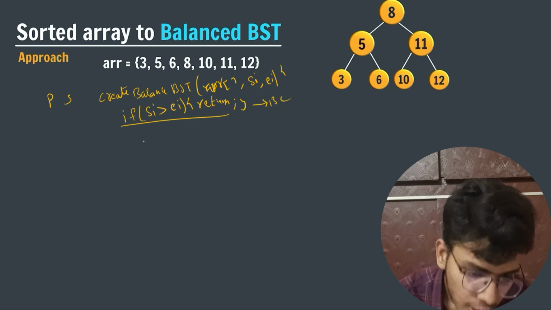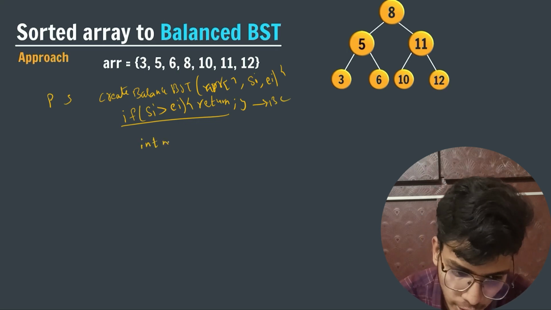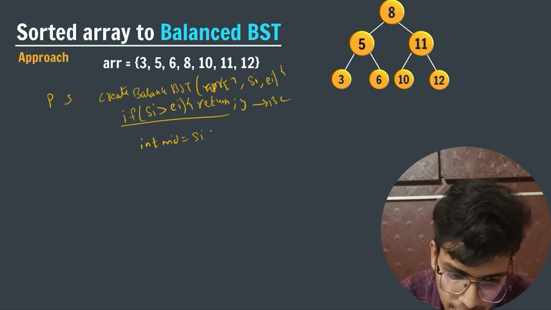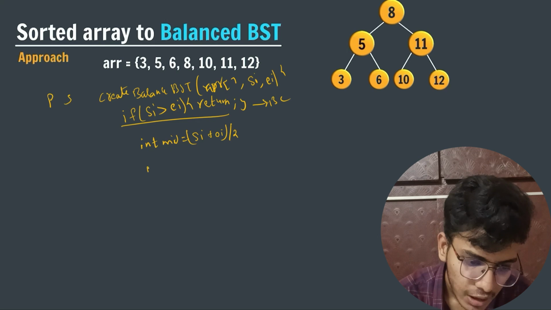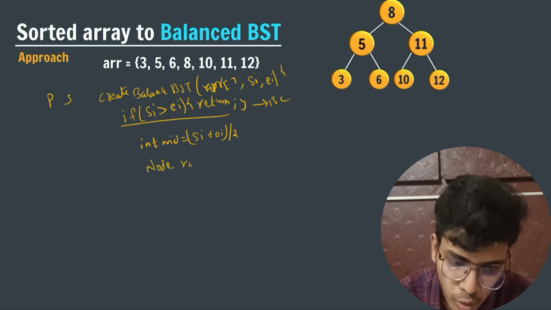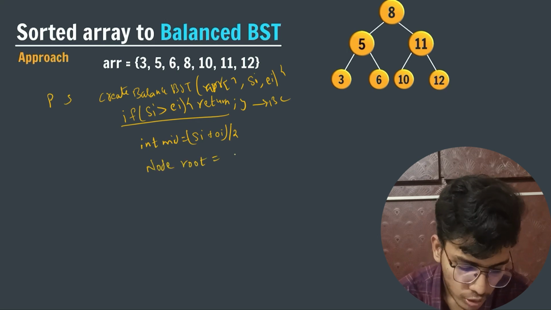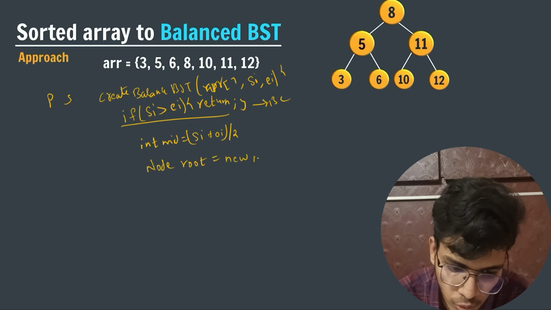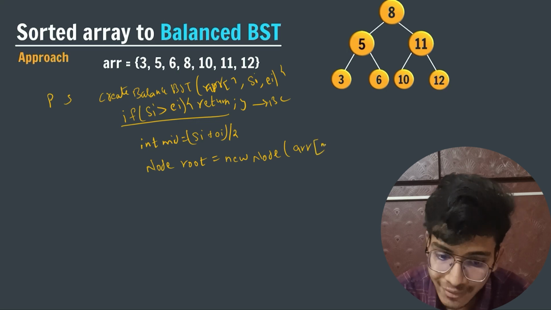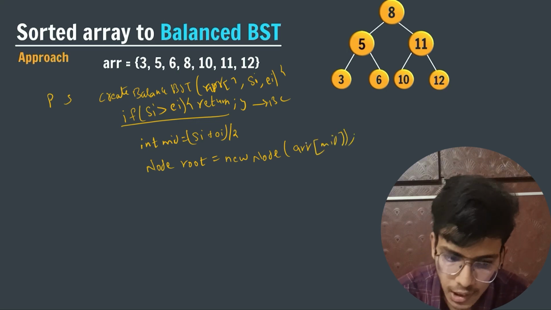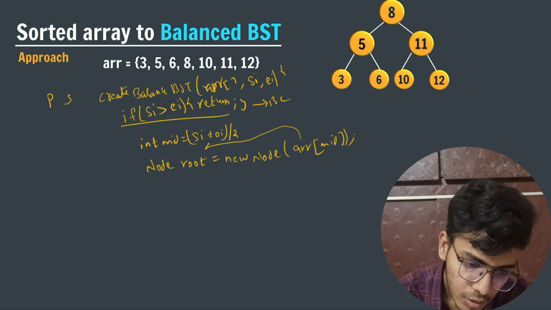Now what I will do is calculate the mid value. Int mid is equal to starting plus ending divided by 2. After that I will call node root. I am creating root, right? So I will create a new node root, and it will become my array element, the mid value element. Or I am assigning the mid value element as my root node.